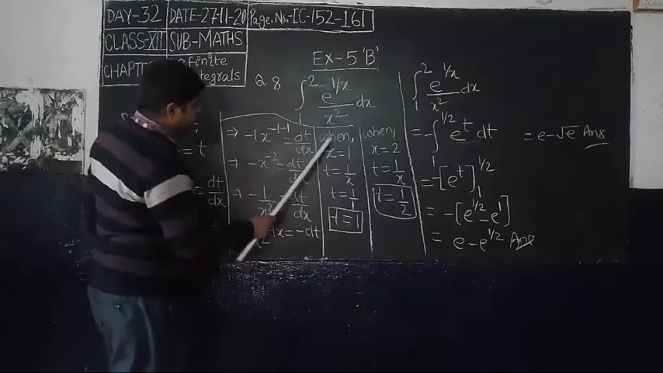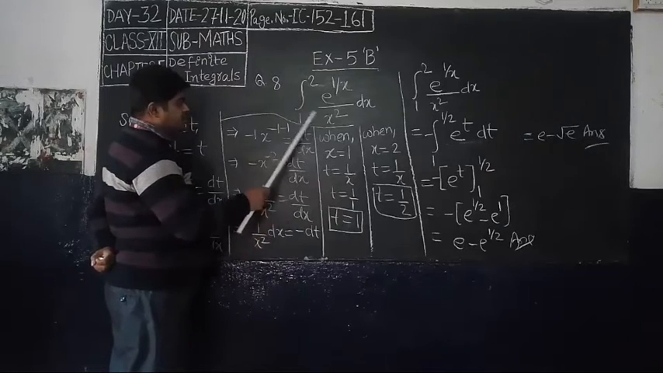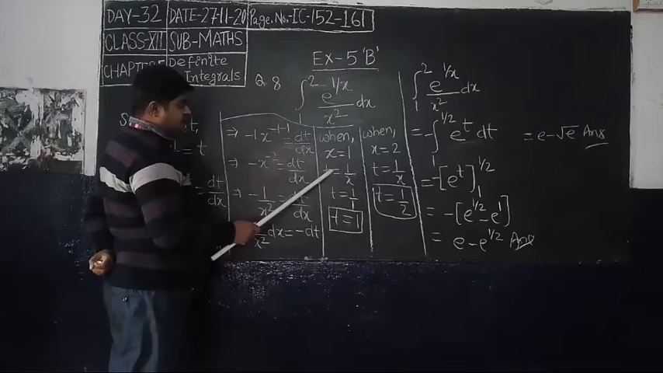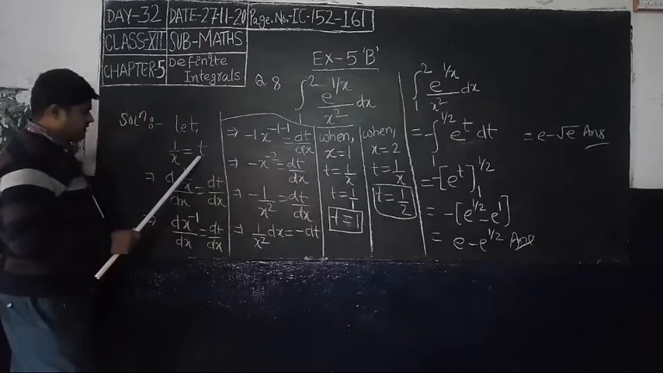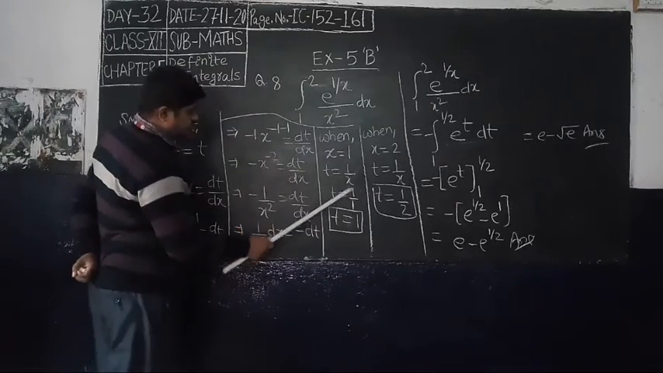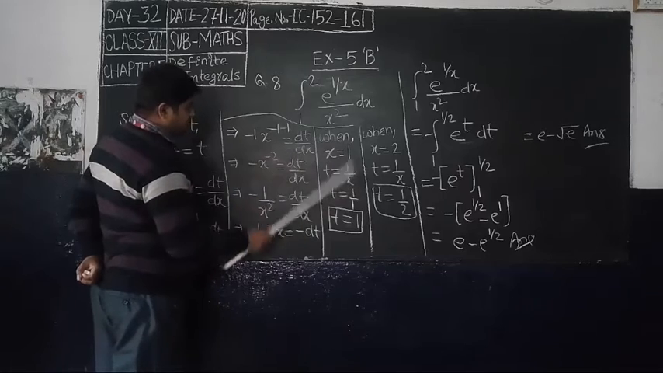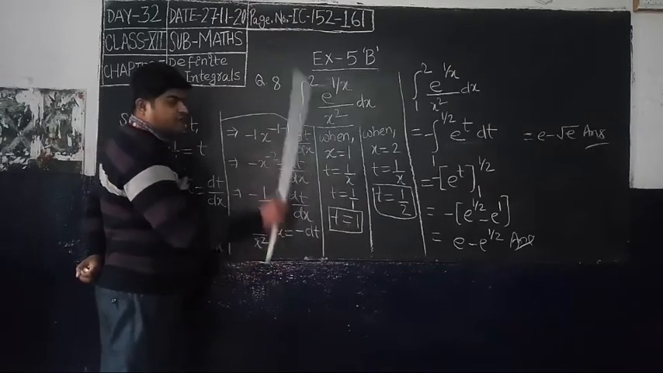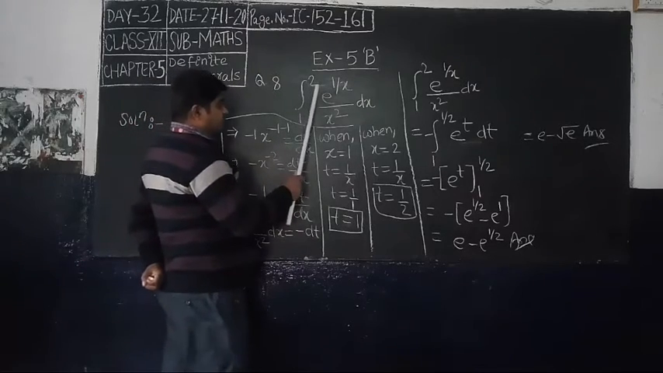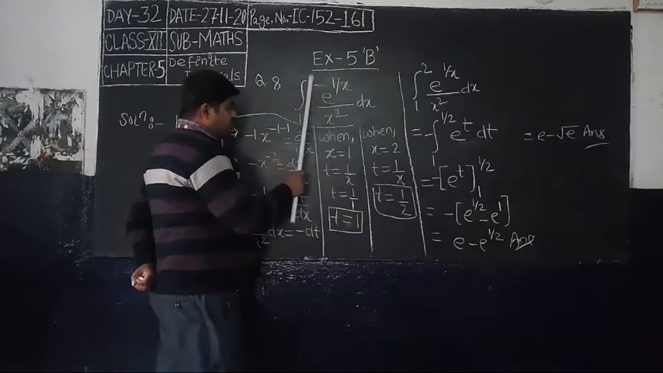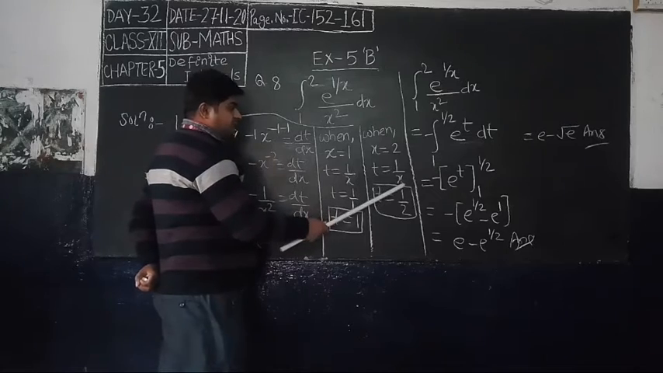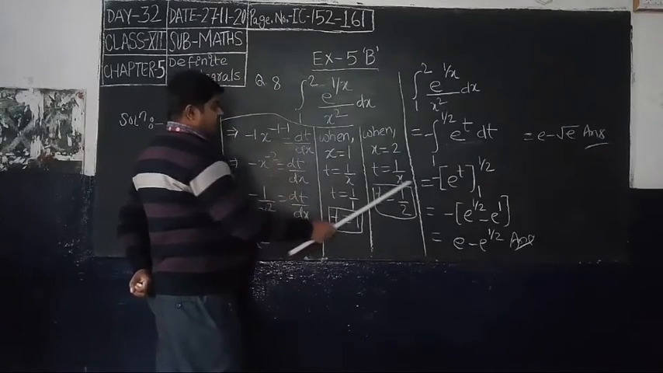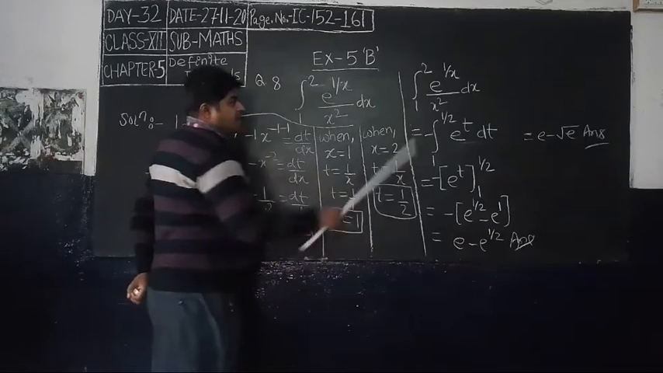Now change the limits. When x is equal to 1, you put the value of x in t is equal to 1 by x. That means t is equal to 1 by 1, x is equal to 1, so t is equal to 1. That means your new lower limit is 1. Now when x is equal to 2, t is equal to 1 by x, t is equal to 1 by 2. So the new upper limit is 1 by 2. And this is your question.